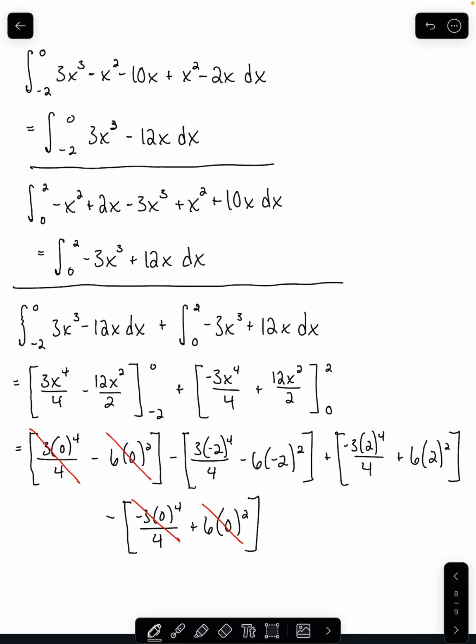What we are left with then is negative 3 times negative 2 to the fourth, which is 16 over 4, minus 6 times negative 2 squared, which is 4, plus negative 3 times positive 2 to the 4th, which is 16, over 4, plus 6 times 2 squared, which is 4.